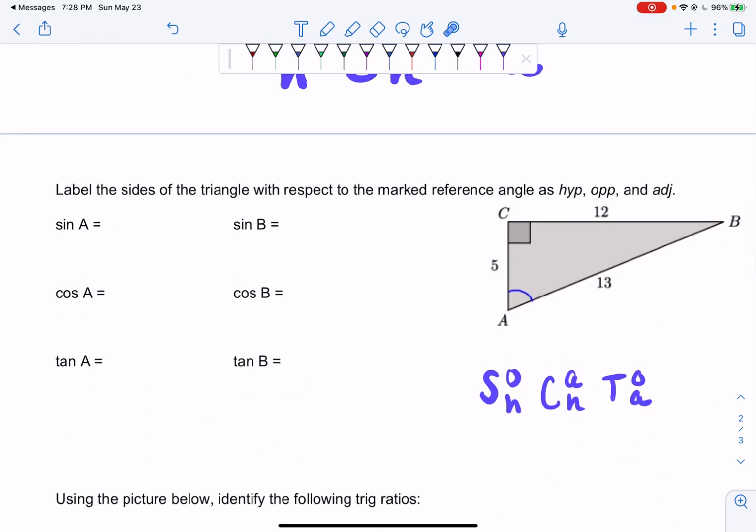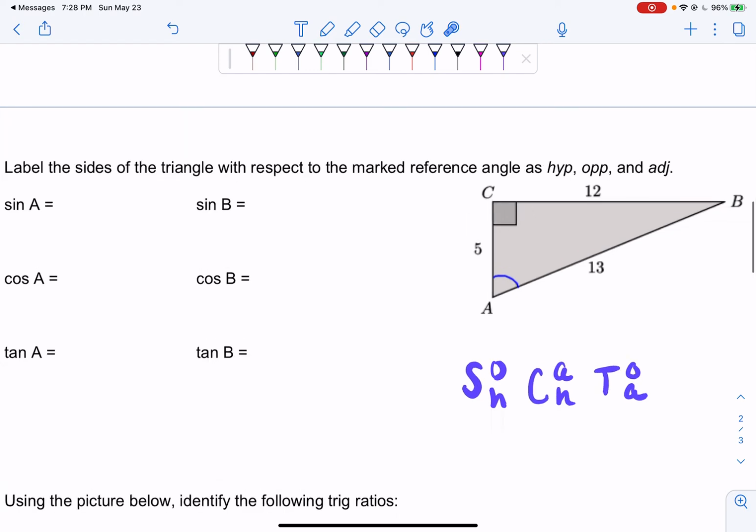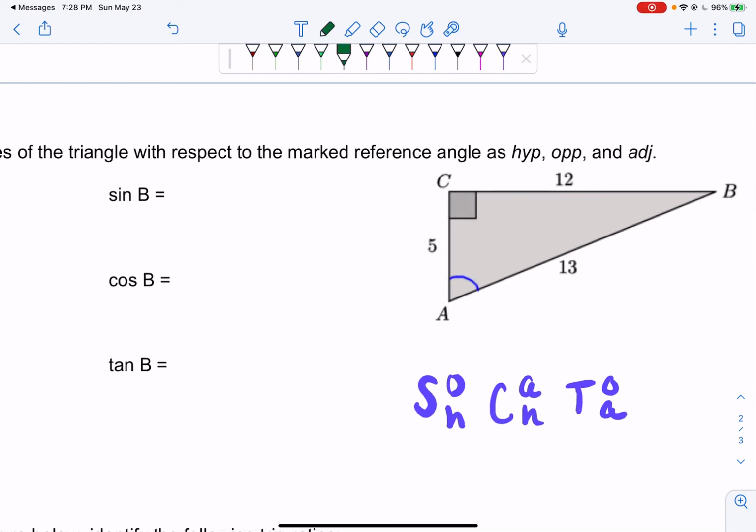So the first set of questions we want to deal with is with A as our reference angle. So let's look at A as our reference angle. When looking at this problem, the first side I want to identify is my hypotenuse, which is across from my right angle. So in this case, my hypotenuse is 13.